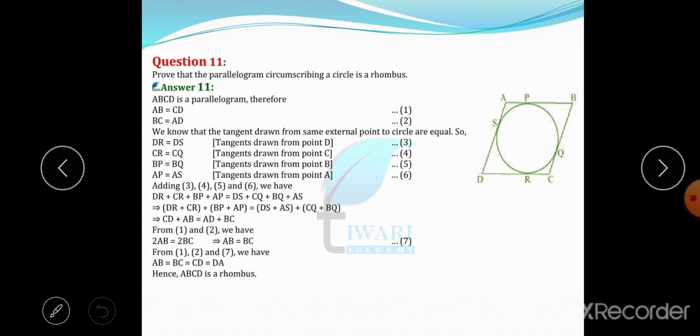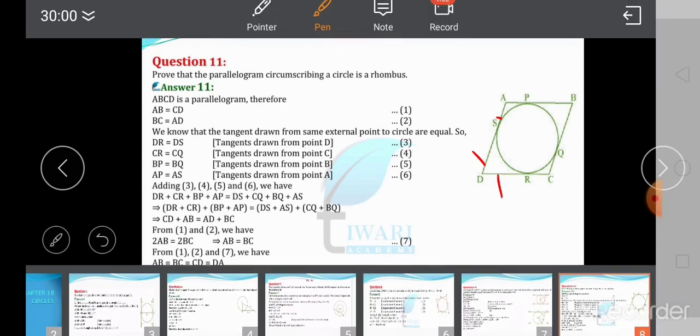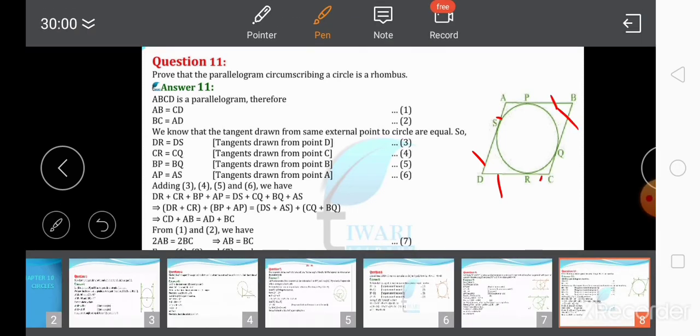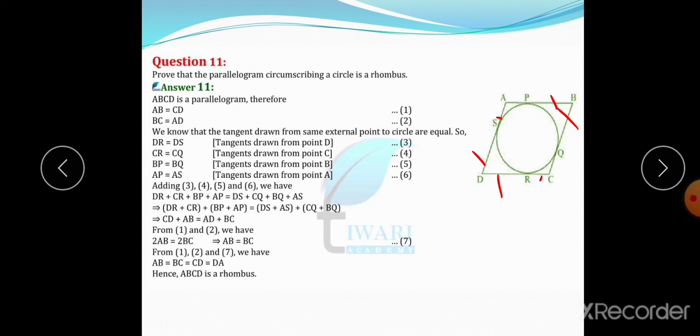As we know, A, B, C, D are exterior points of a circle. RD and SD are equal because D is an exterior point, so they are tangents and will be equal. Same way the others will also be equal. So adding 3, 4, 5 and 6, as you know, in a parallelogram opposite sides are equal: AB equals CD, and BC equals AD. So add all these four, then CD equals AB and AD equals BC will come.